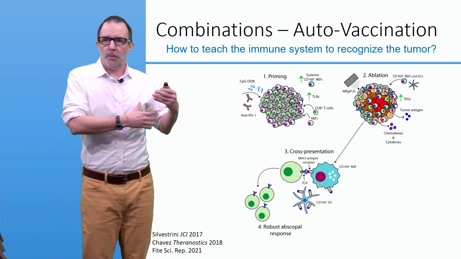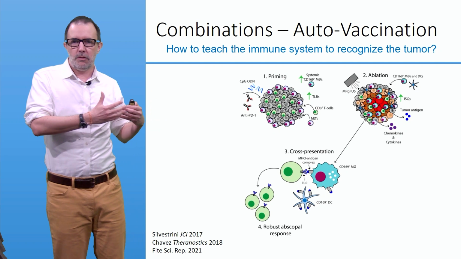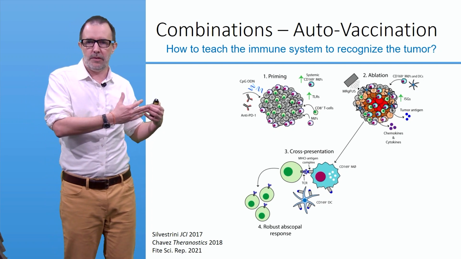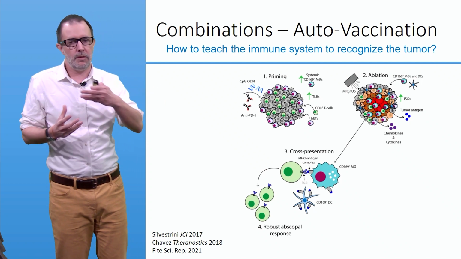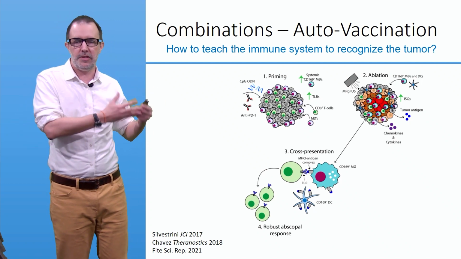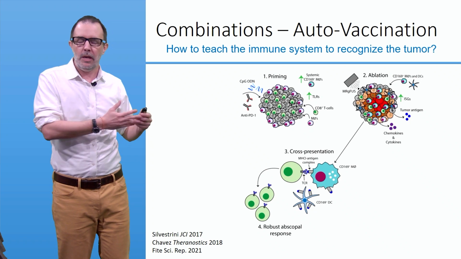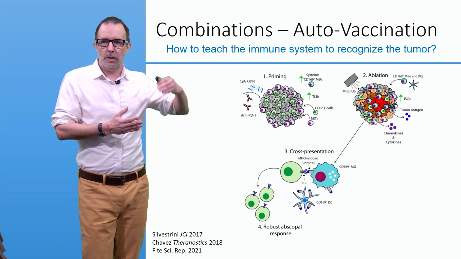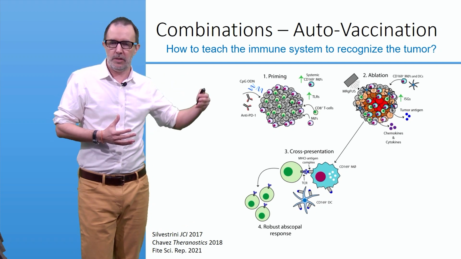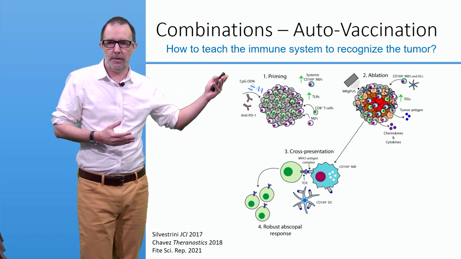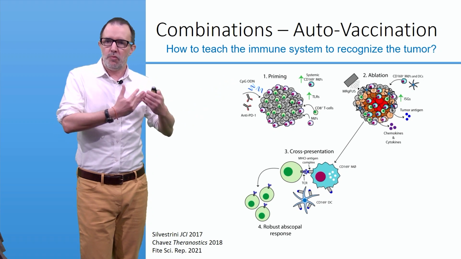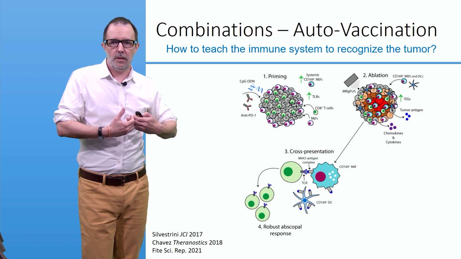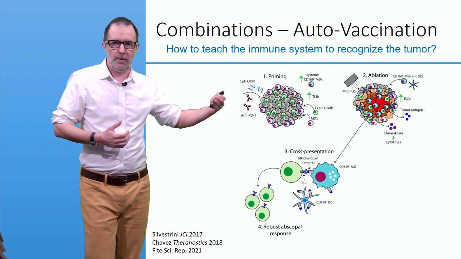So the idea of these combinations is also to really derive a process of auto-vaccination. And again, if we go back to one of our initial questions, how to teach the immune system to recognize the tumors. One design that is proposed is to do it in a multi-step approach. To start with priming the immune system, for example, with CpG, so to prepare the immune system in some sort to be ready when the injury will arrive.